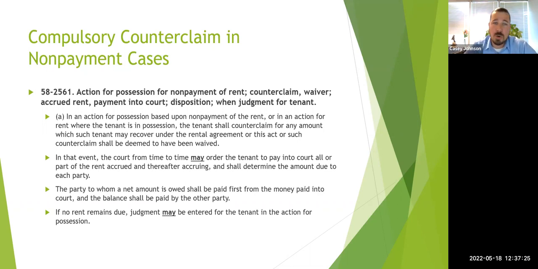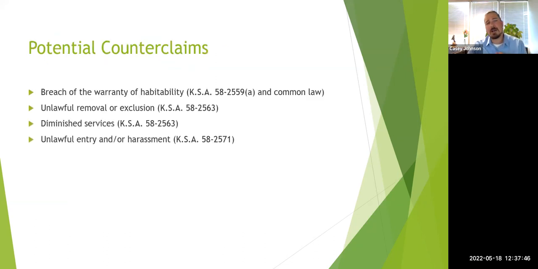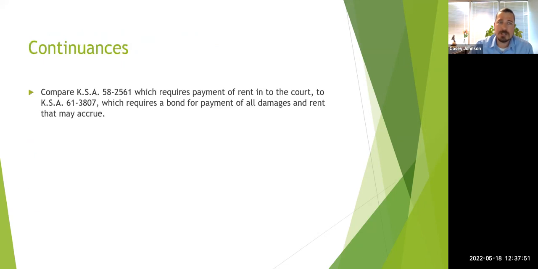A lot of times judges don't want to do that. They don't want to make people stay in contracts where they don't like each other. So judges could just decide to evict your client anyway, even if they're the ones that are owed the net amount after their counterclaim. So it's always best if your client has the ability and means to move out to ask them to do so. Obviously for our clients, it's not always going to be possible. Here's some potential counterclaims that you can bring up. Again, we'll send this presentation out so you can take a look at those.